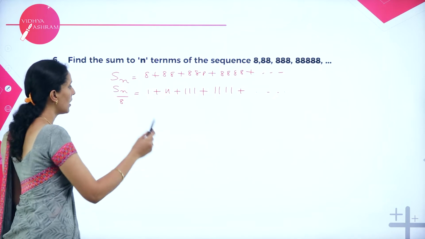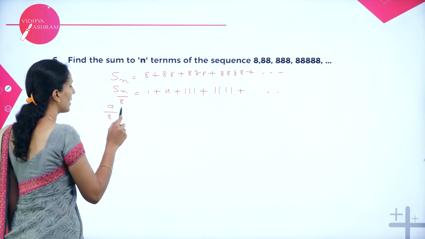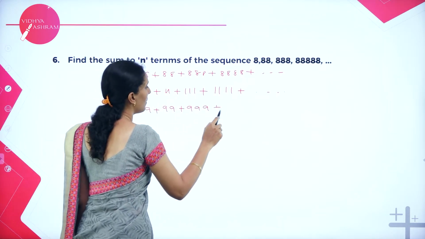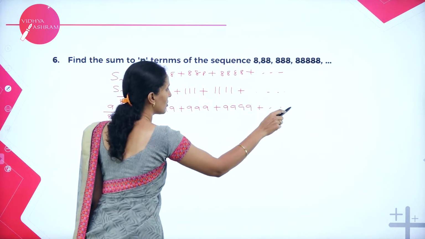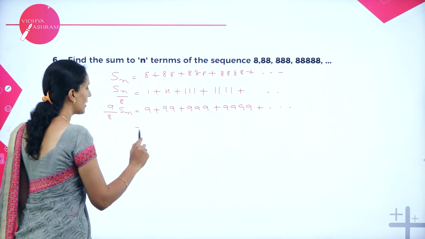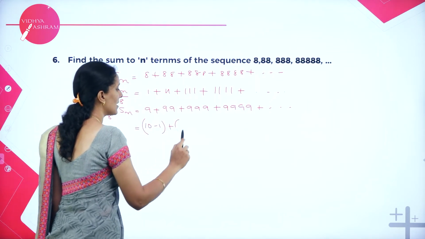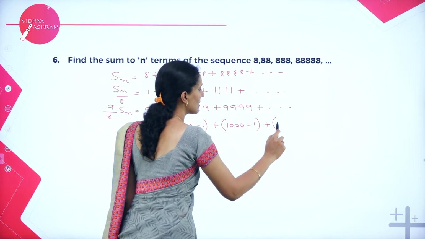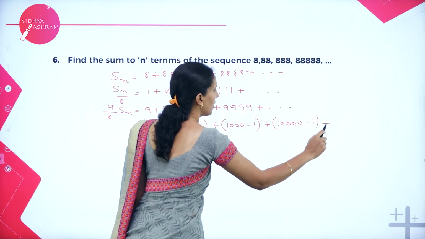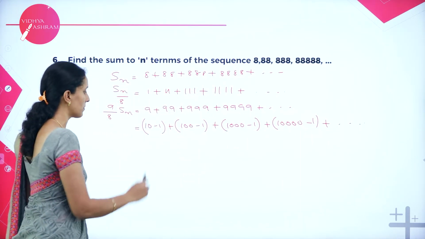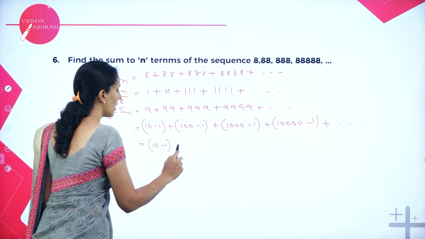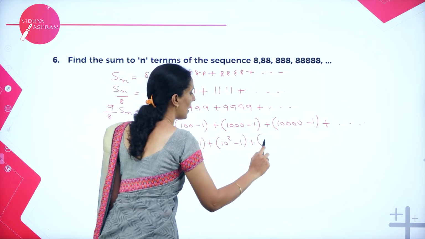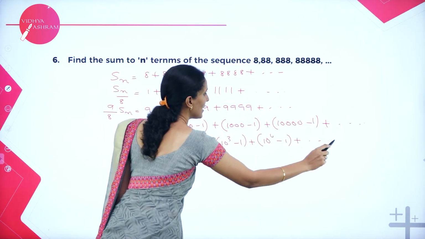Up to n terms. Multiply with 9. So it is 9 by 8 Sn is equal to 9 plus 99 plus 999 plus 9999 plus etc. until n terms. I can write this as 10 minus 1 plus 100 minus 1 plus 1000 minus 1 plus 10,000 minus 1 plus etc. until n terms. So this can be written as 10 minus 1 plus 10 square minus 1 plus 10 cube minus 1 plus 10 power 4 minus 1 plus etc.